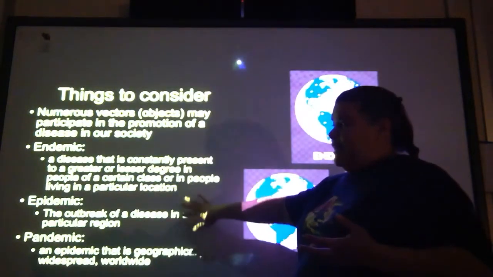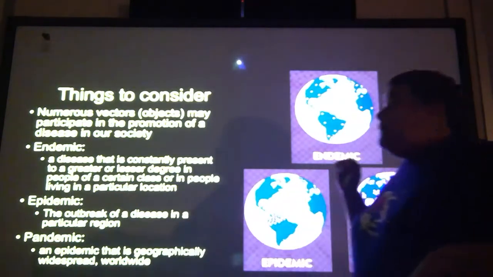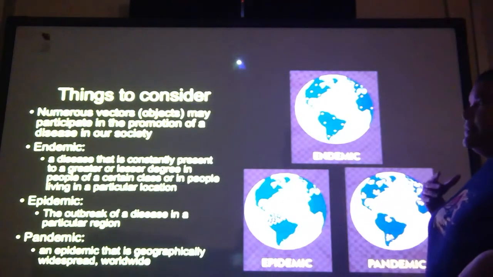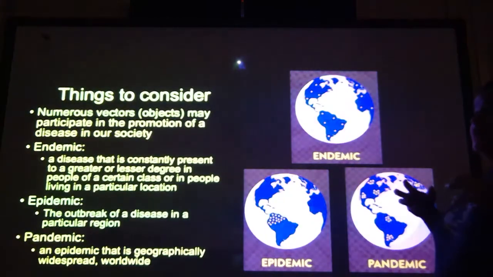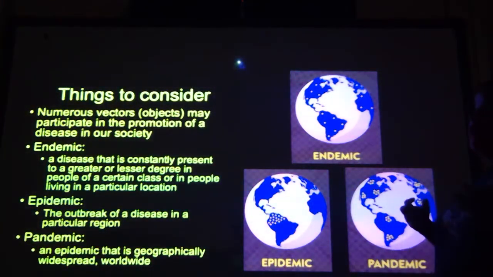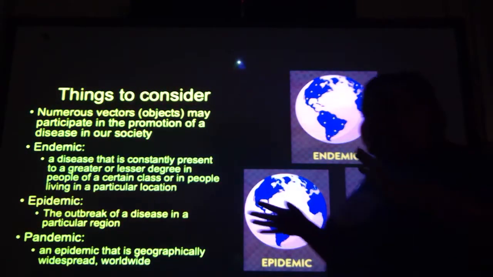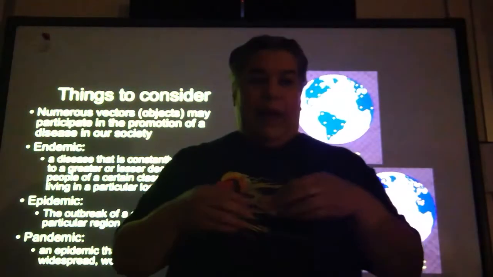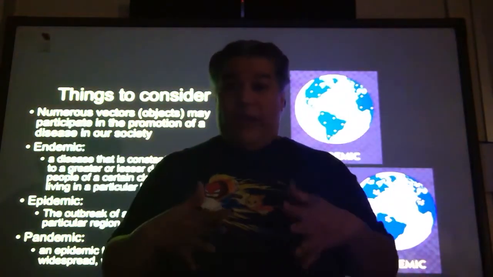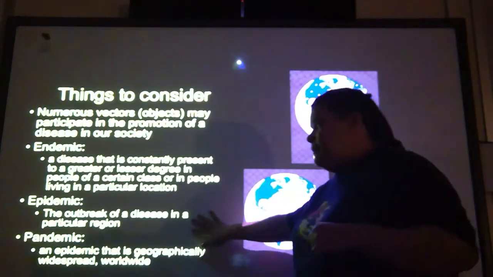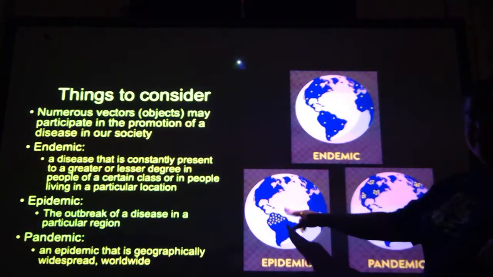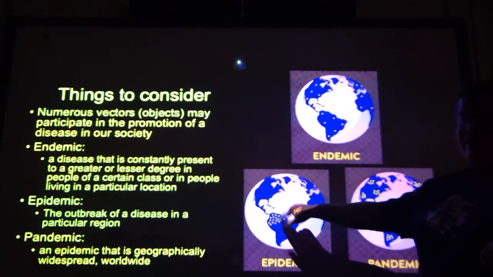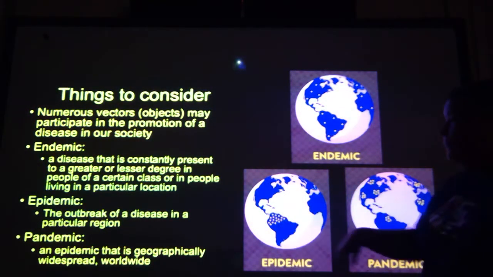So, endemic, epidemic, and pandemic. Endemic means a disease is constantly present to a greater or lesser degree in people of a certain class or in people living in a particular location. Basically meaning that it is isolated, either by situation or location. Epidemic is an outbreak of a disease in a particular region. So it's not all over the place, but it is spread in the region that you see it in.